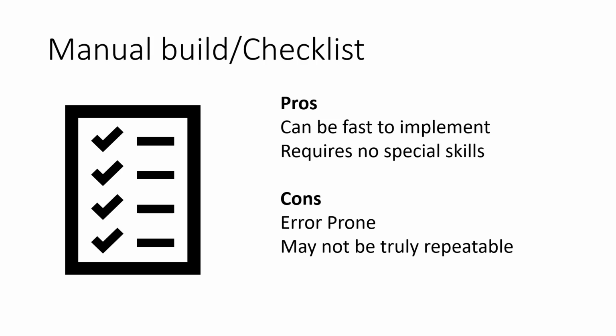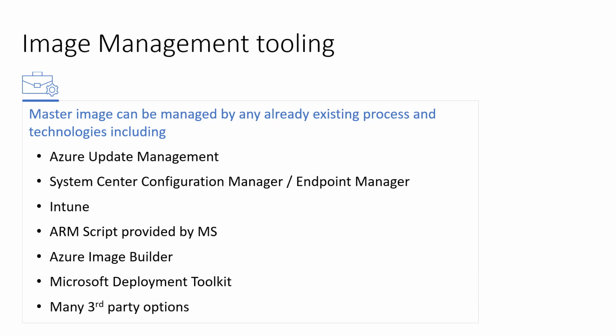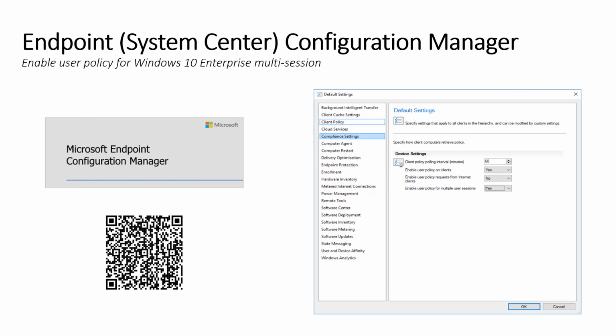Somebody makes a change, somebody troubleshoots an image, somebody upgrades something. You can have regression bugs, you can have all kinds of stuff with a checklist build. If you do want to get away from a checklist build and do some automation, there's a whole host of tooling available to you. From the Azure Update Management, SCCM, or it's now called Microsoft Endpoint Configuration Manager, Intune, a whole lot of ARM scripts and ARM templates. Azure Image Builder, we'll dig into Azure Image Builder a lot in the upcoming slides, and the MDT and third parties as well. Just to show you that Endpoint Configuration Manager now has a policy enablement for multi-session OS, so it works with Windows 10 multi-session.